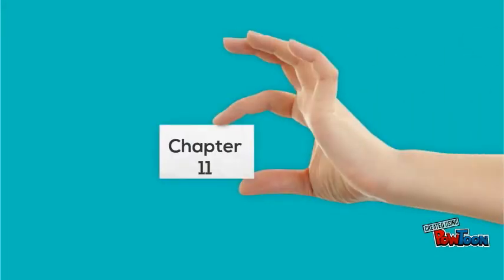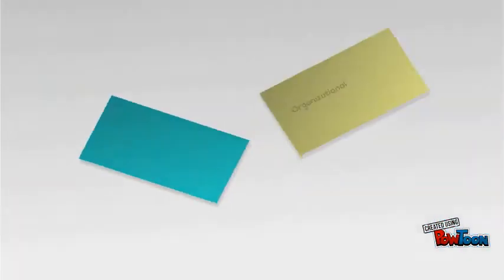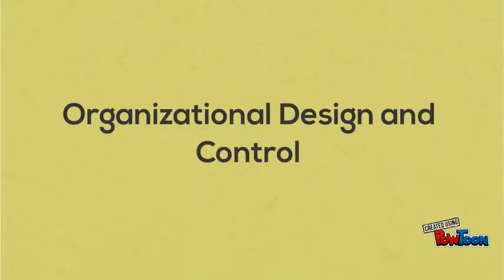Guess what comes after Chapter 10? You guessed it, Chapter 11. The title of Chapter 11 is Organizational Design and Control. In this chapter, we will discuss three major objectives.